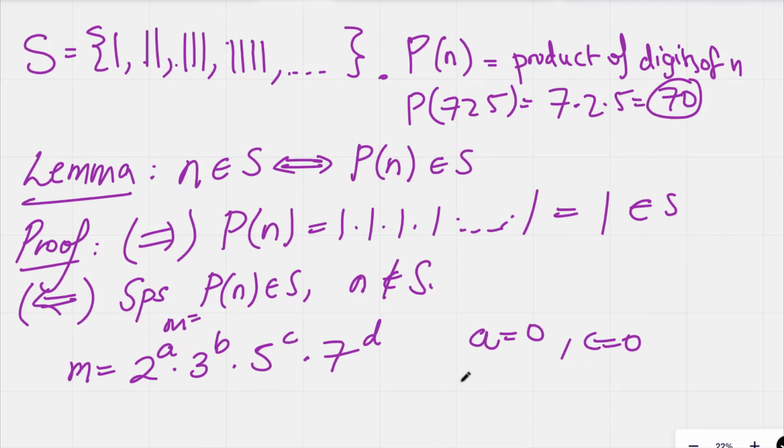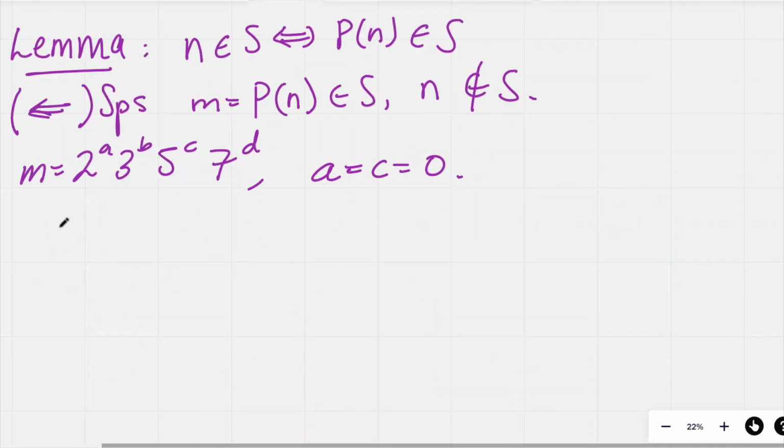And now what we want to do is prove that b and d are also 0, but this requires a little bit more work. Let me clear up the whiteboard and we'll prove that. Okay, so we have that m is this guy here, and a and c are both 0. So now we want to prove b and d are both 0. And the way we're going to do that is by considering the elements in S.